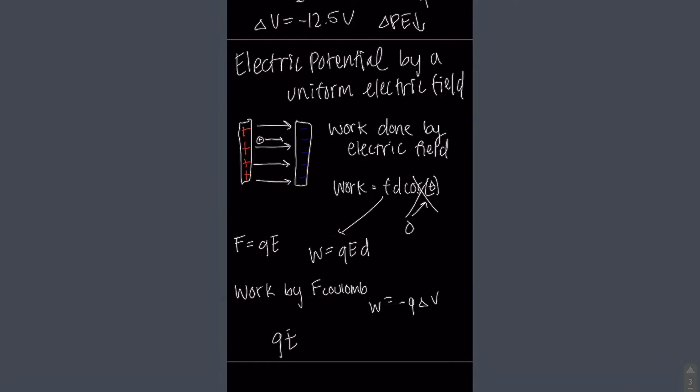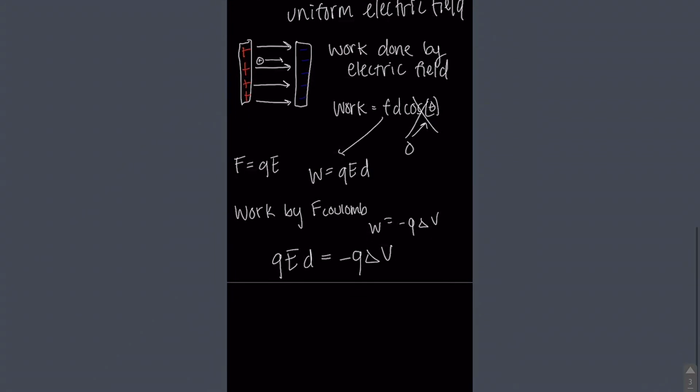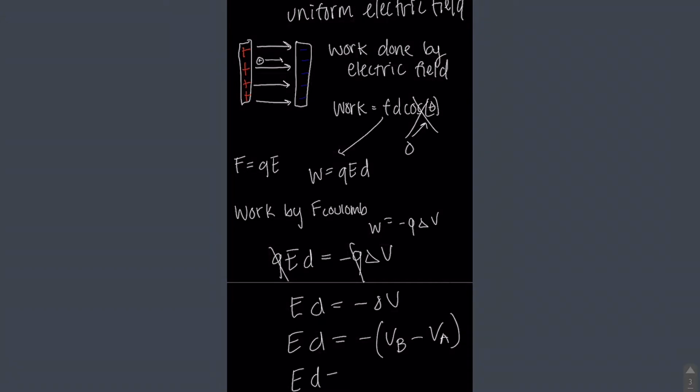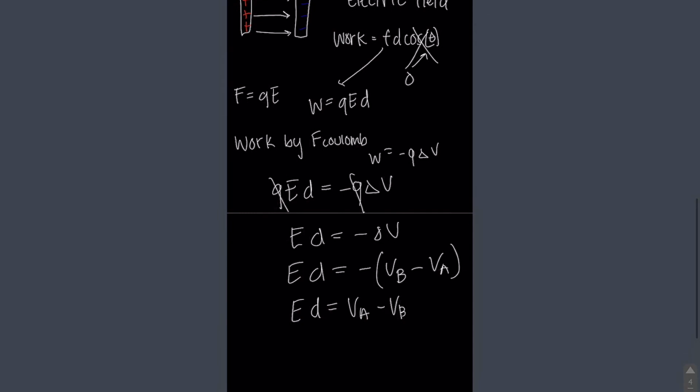So when you set QEd equal to negative Q times change in electric potential, you can cancel out the Q's on both sides. So then you have Ed is equal to negative change in electric potential. So let's rewrite this as negative (VB minus VA). Those are two separate points. If you distribute the negative, it becomes VA minus VB.